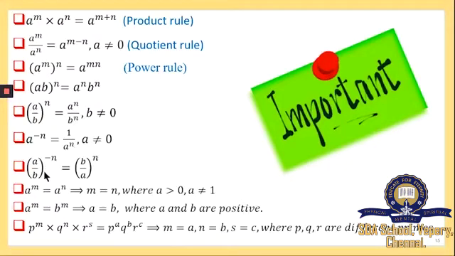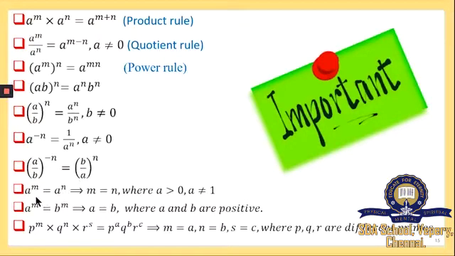Likewise, the next law is (a/b) to the power minus n equals (b/a) to the power n. Here also, in order to change the negative exponent to a positive exponent, they are reciprocating this term. So a goes to the denominator and b goes to the numerator. So that is what we have got here.